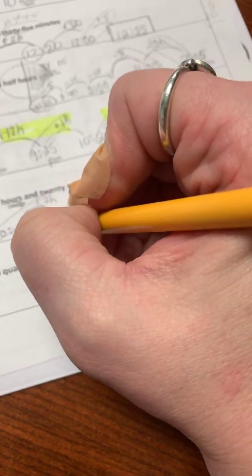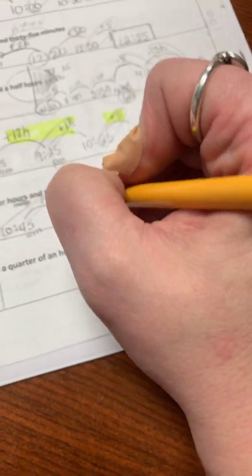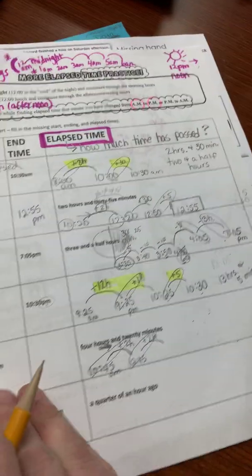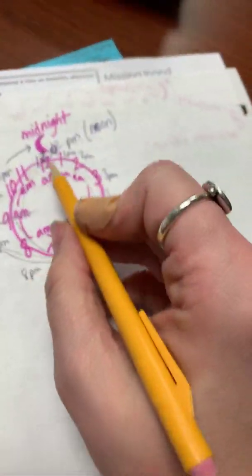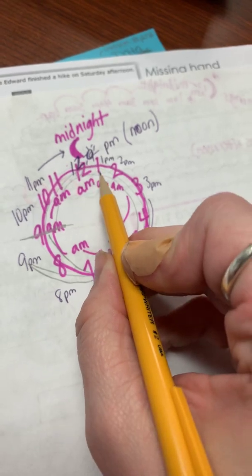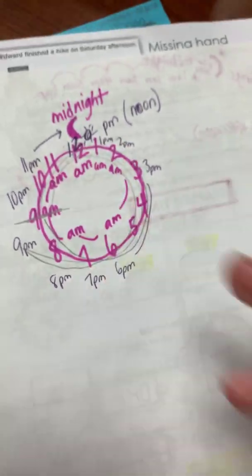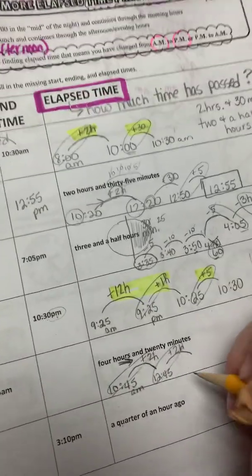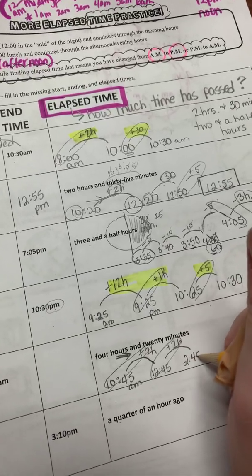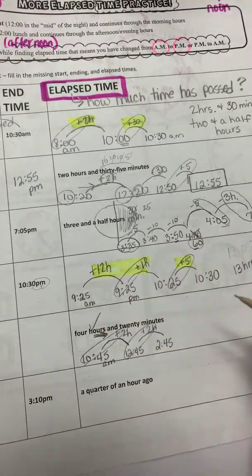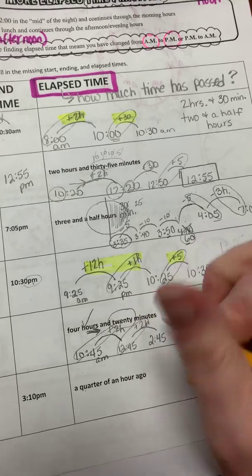12:45. Now this is weird because 12 plus 2 is 14, but there's not a 14 on a clock. So 12 plus 2, 1, 2 takes us to 2 o'clock. So now it's 2:45. That's the 4 hours. Now what do we want to jump? 20 minutes.